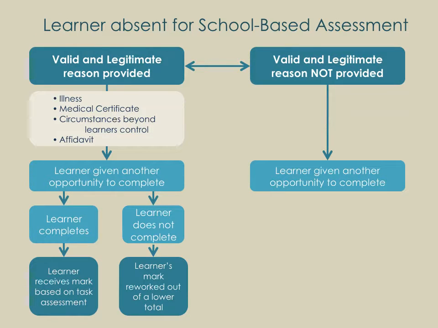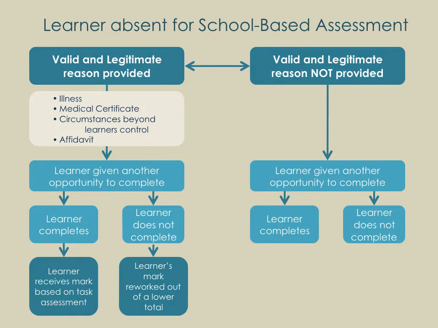Now, what happens when there isn't a valid or legitimate reason? Well, once again, the learner is given another opportunity, and the policy is very clear with this. We need to give the learner another opportunity, and I know this is frustrating for a lot of teachers. But then you've got two scenarios here as well. Either the learner completes it or they don't. So, for example, you might have given a project and the learner doesn't have a legitimate reason as to why they didn't hand it in, and you say to the learner, right, I'm giving you another chance to hand it in. If the learner then does hand it in, the learner receives the mark that they get.